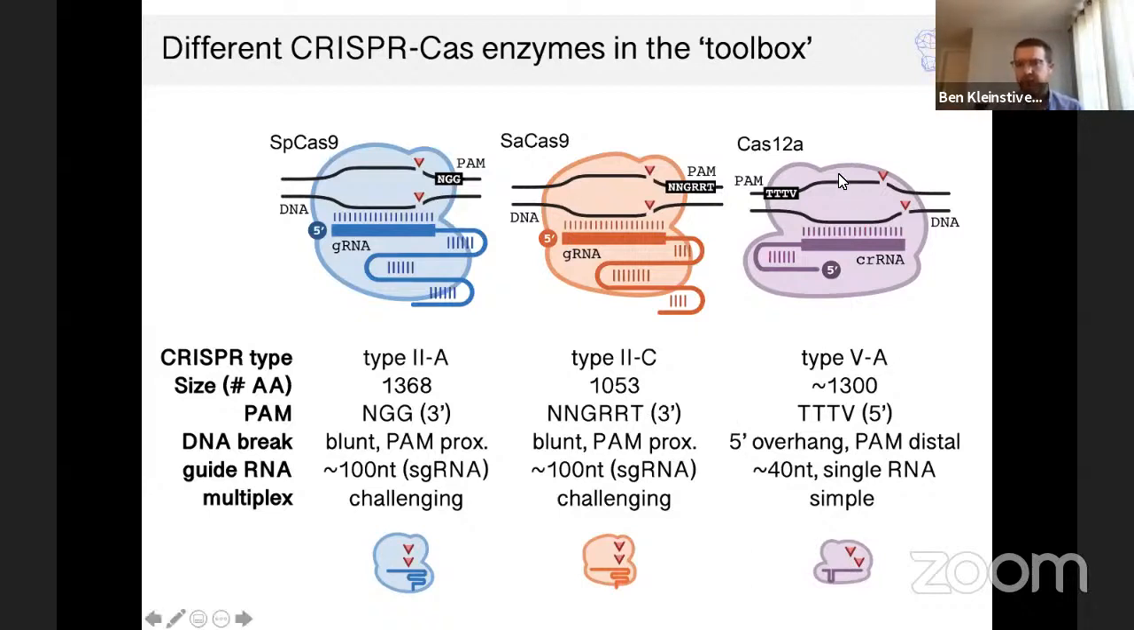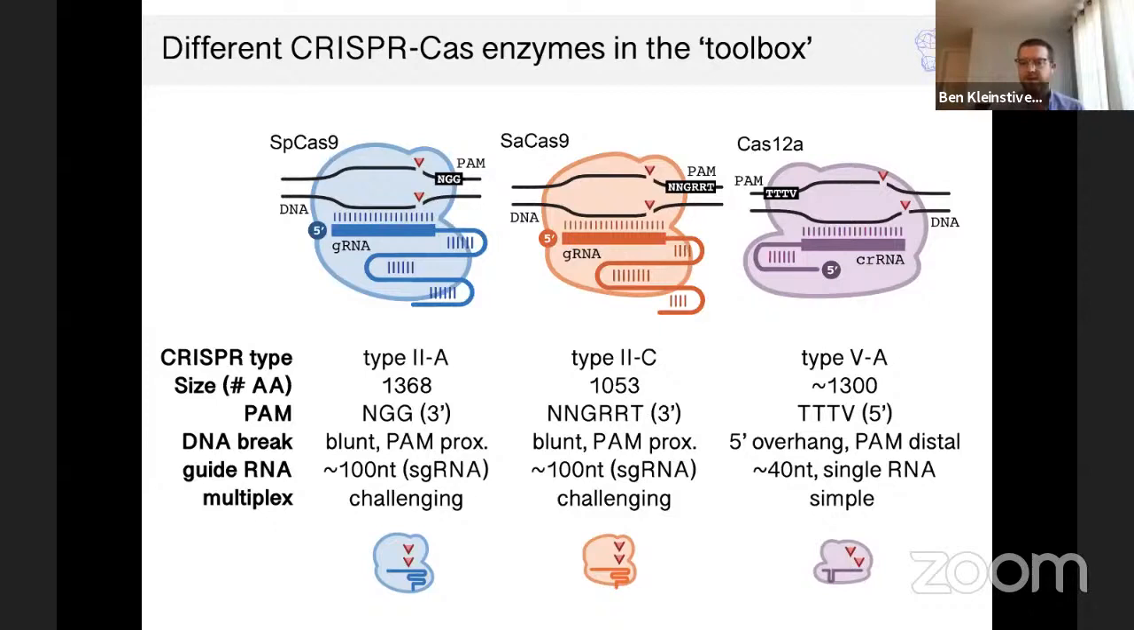They recognize a very different PAM motif on the opposite end of their spacer. So generally they recognize T-rich PAMs. They're relatively large enzymes. They leave a very different type of DNA break. So in contrast to Cas9s that mostly leave blunt DNA breaks, they leave a break with a 5' DNA overhang, which again has implications for edit outcome.